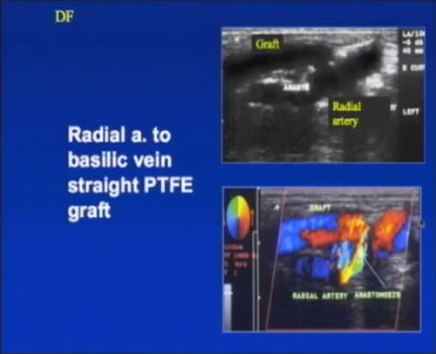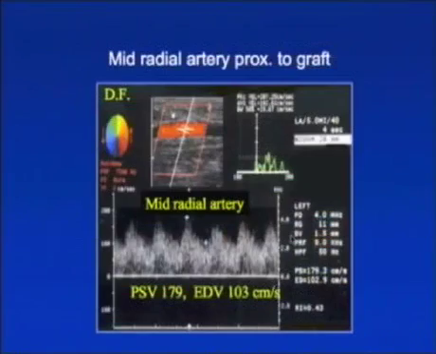You can see from this color image that the flow is very, very chaotic in these regions, and aliasing is sort of the name of the game. We have to use very high PRFs because the flow volumes and the velocities tend to be quite high. In the mid-radial artery, proximal to the graft, we see flow that's very uncharacteristic for a typical radial artery, in that we have a very low resistance flow.